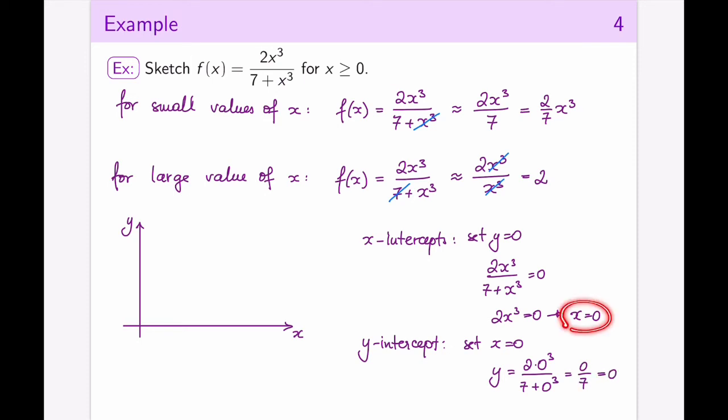So my only intercept is x equals 0 and y equals 0, which is the origin itself. That's the only time the graph actually crosses any of the two axes. Now let's put together all the information that we have.